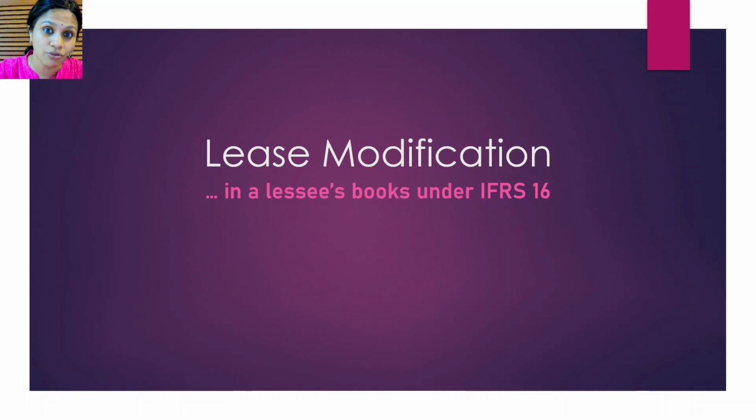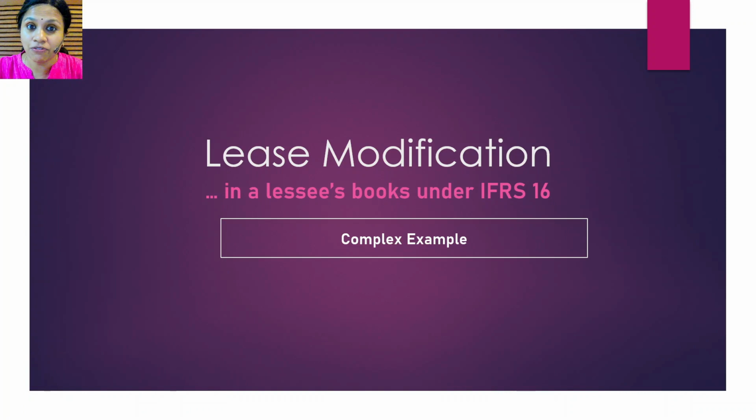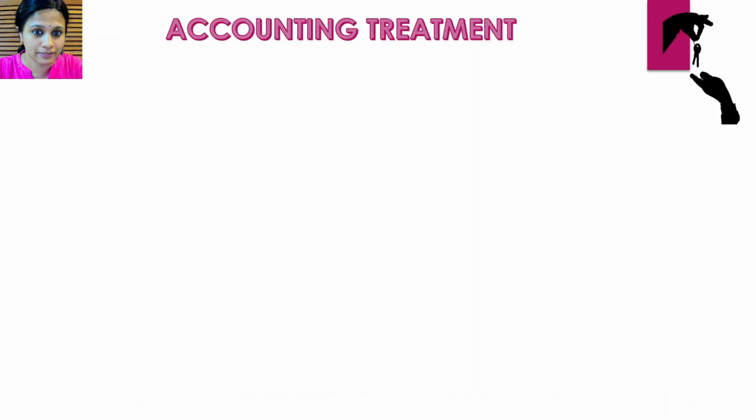And in this video, I will be solving a more complex example in which there will be multiple types of lease modifications. If you have not gone through my earlier 2 videos, kindly do, as it will give you a good base to understand this question. Now, before we go into actually solving the example, let us do a quick recap of the accounting treatment.